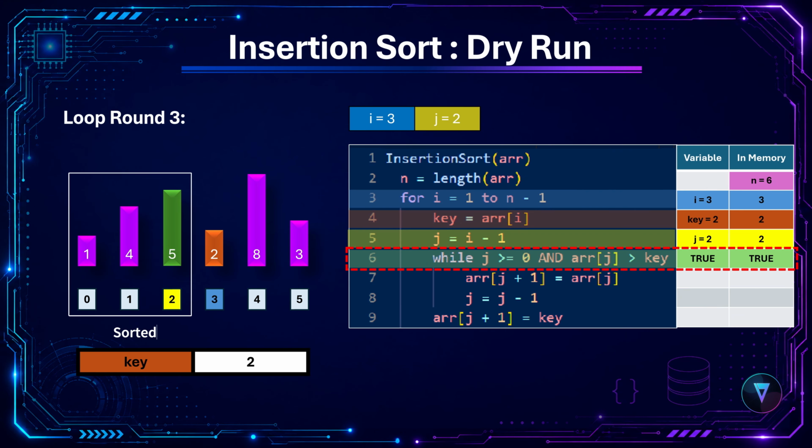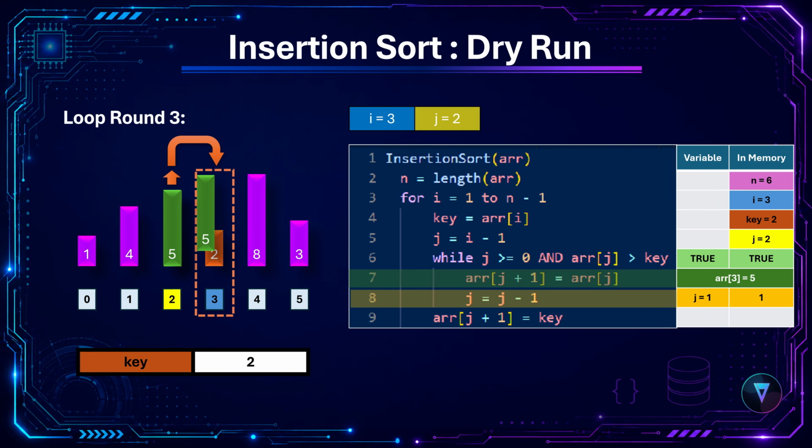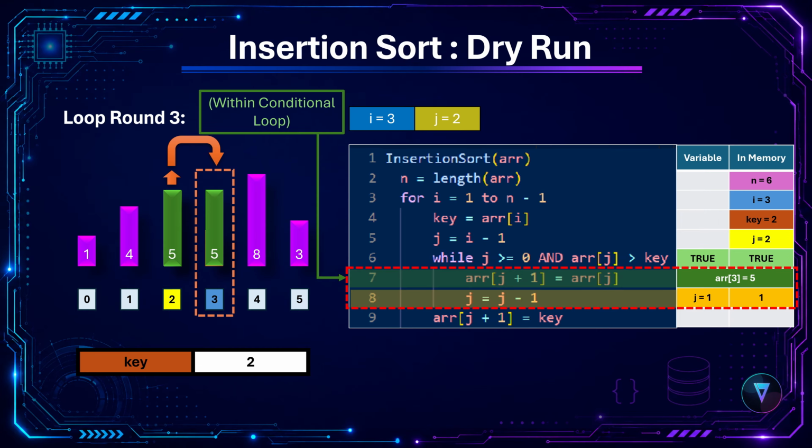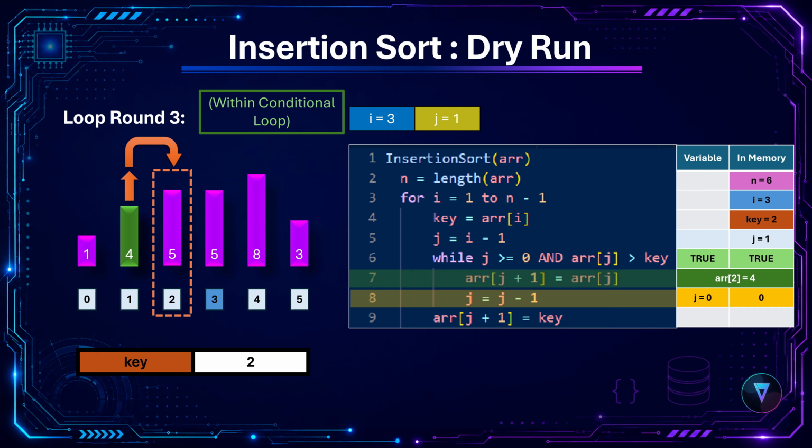Let's move to index 3. At index 3, the key is 2. J points to 5. 5 is greater than 2, so 5 shifts right. Now J moves to 4. So temporarily, the array is 1, 4, 5, 5, 8, 3. 4 is also greater than 2, so 4 shifts right too. So the transitional array is 1, 4, 4, 5, 8, 3.